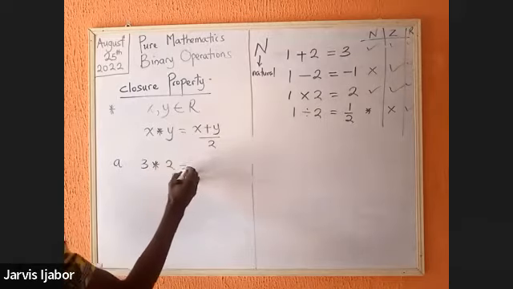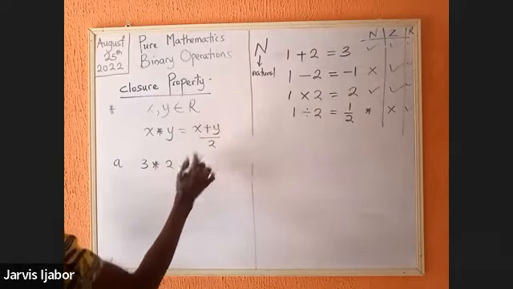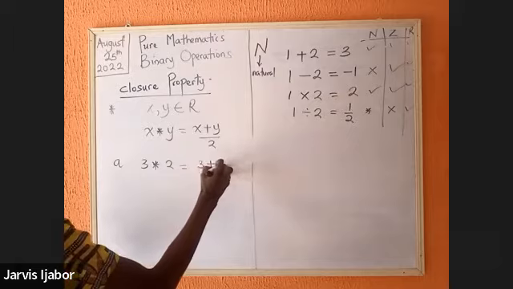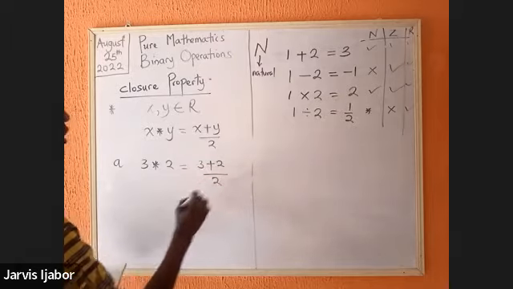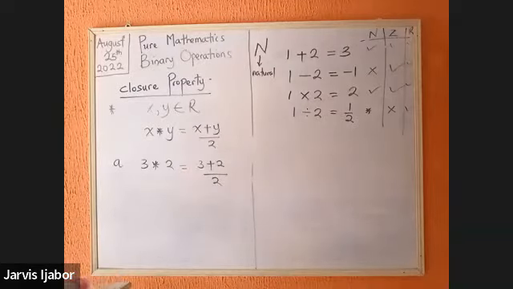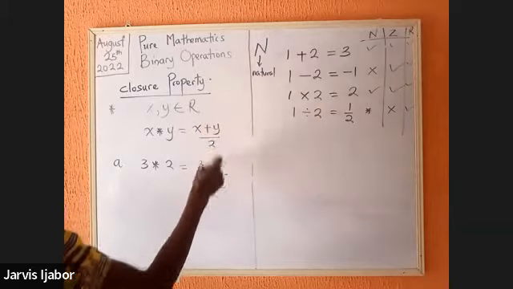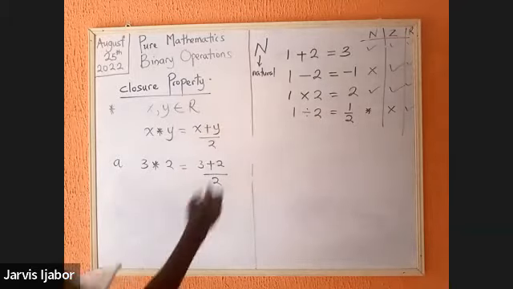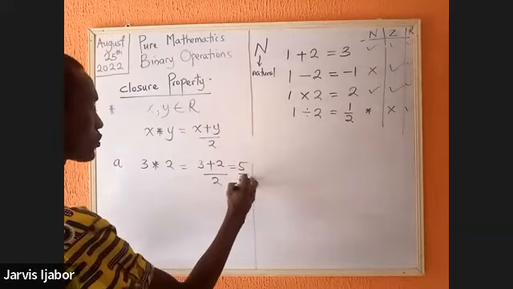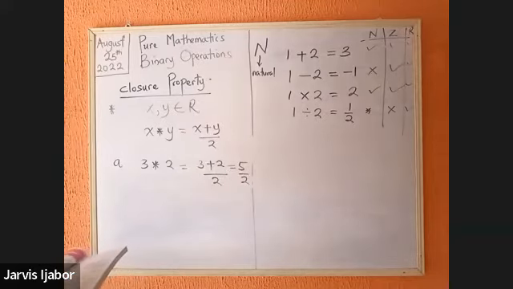So this will simply be equal to what? Look at how it comes out: 3 plus 2 over 2. It means add 3 to 2 and then divide it by 2. That's what they want you to do. So this will be 5 over 2. All right? Now, we go to B.